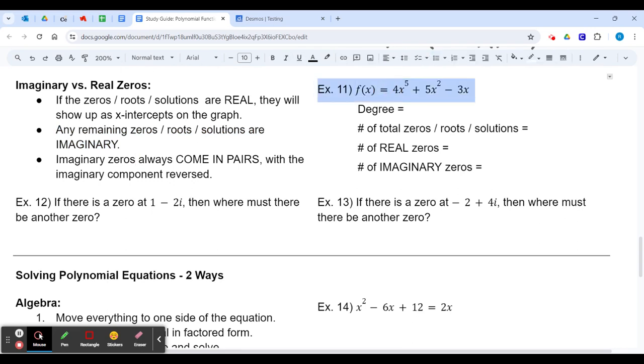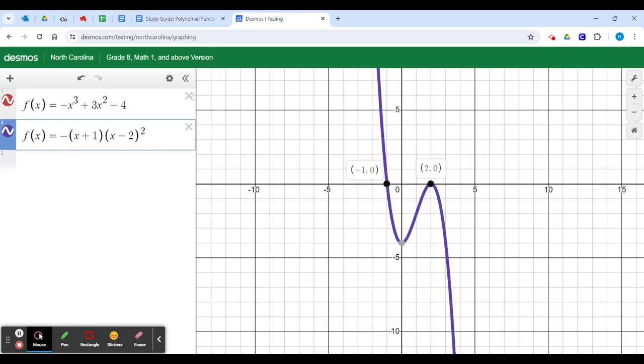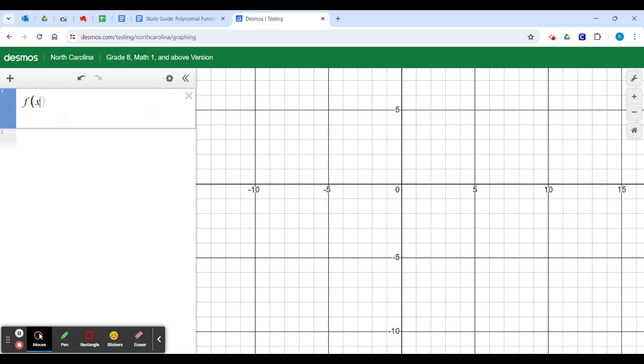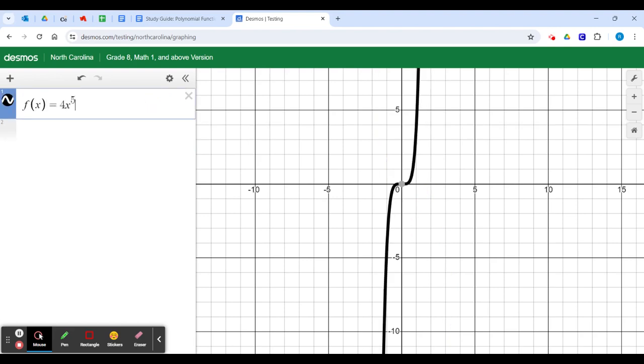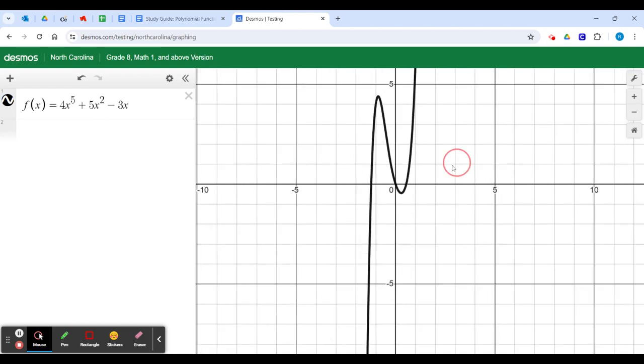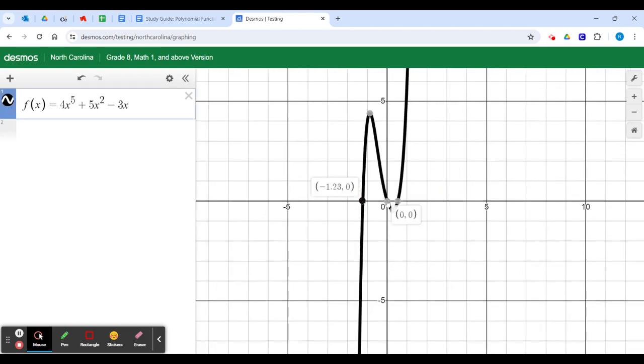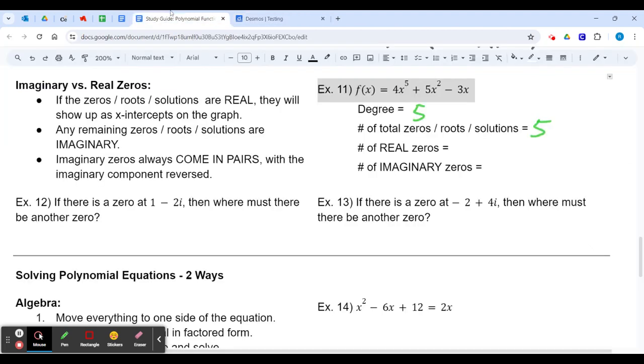So if I look at example 11, I see I have a degree of 5. So I'm going to write that in. And then the way I can find the total, so I know the total zeros, root solutions, should be 5 as well. The way I can find the number of real zeros is to actually type this in and inspect it. So I go in here, I got f of x equals 4x to the 5th plus 5x squared minus, looks like 3x. And I look in here and it looks like I have 1, 2, 3 real zeros. That's it. I only have 3 real zeros.